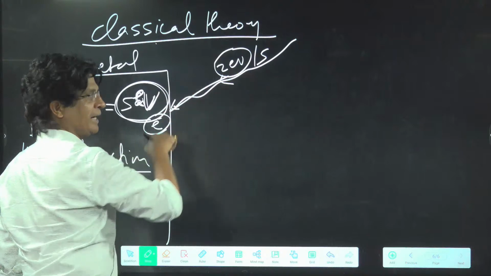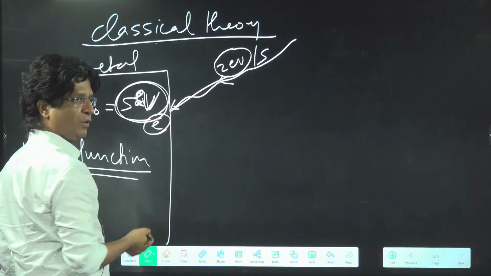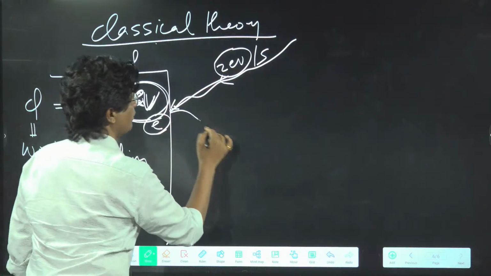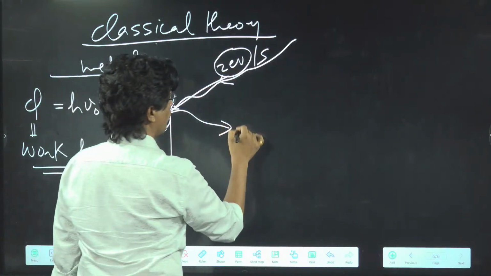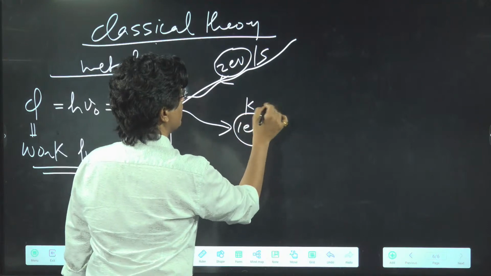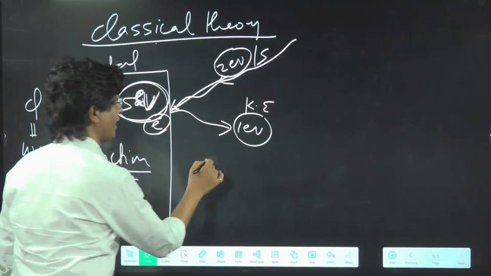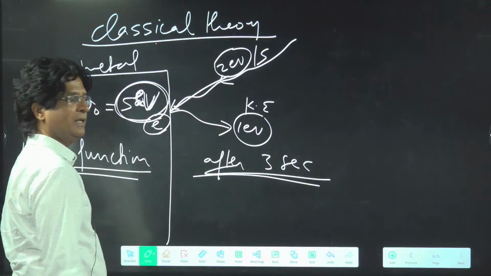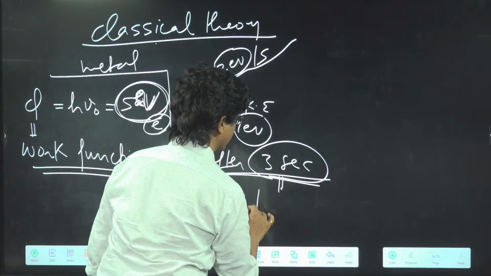So it will take 3 seconds to become 6 electron volt. Once this energy becomes 6 electron volt, the electron will be ejected with what? 1 electron volt kinetic energy. The kinetic energy will be 1 electron volt after how much? After 3 seconds. This delay was called time lag.